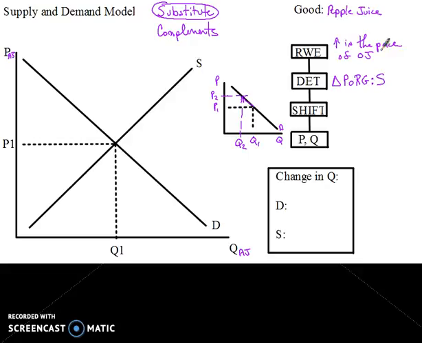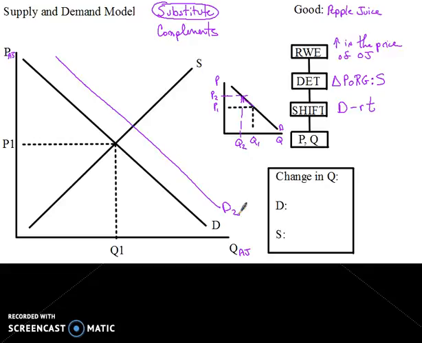When the price of orange juice goes up, people will buy less orange juice and they will go buy apple juice instead, shifting the demand curve for apple juice to the right. So the demand curve for apple juice will now shift to the right. Here's going to be my new demand curve in the apple juice market.